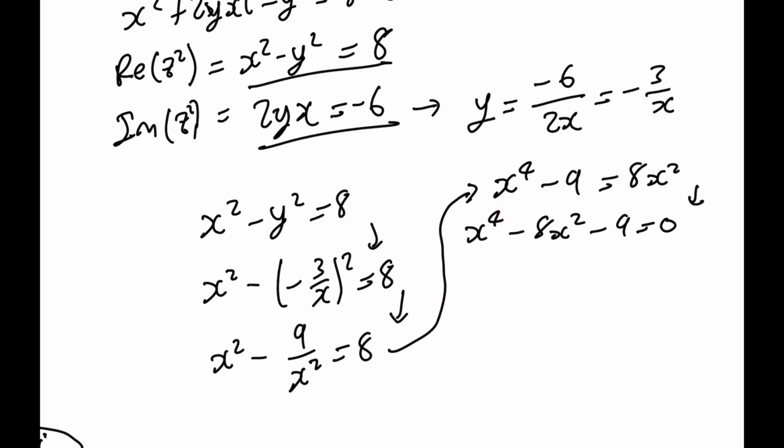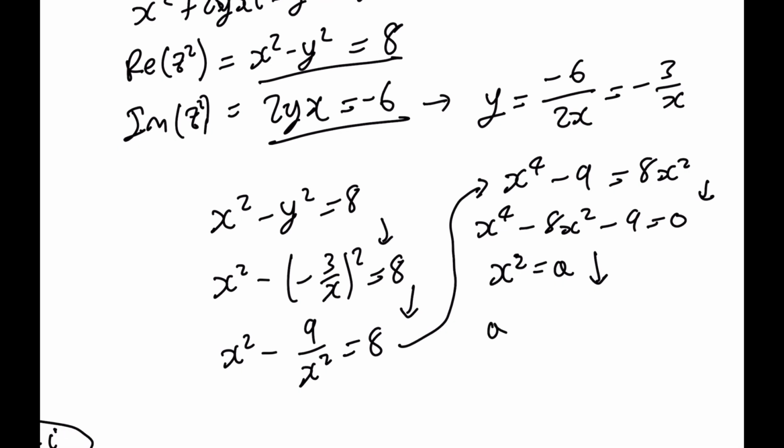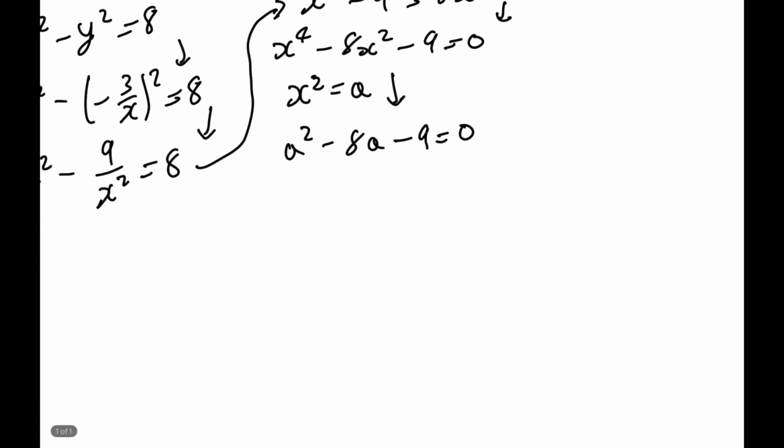So to put it in terms of a quadratic, we can just make x squared equal to a. And we'll get a quadratic in terms of a: a squared minus 8a minus 9 is equal to 0. And now all we have to do is solve for a. Okay, how do we do that?